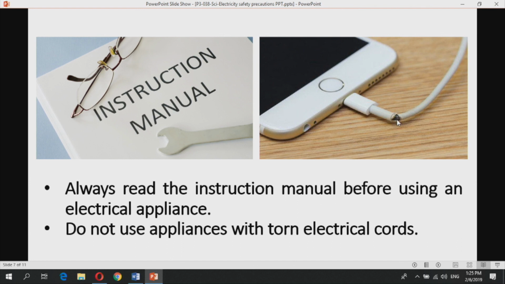And you see here, you see the lead here? Do you think this is safe or dangerous? Dangerous. Yes. Do not use appliances with a torn electrical cord. You see here, this is ripped, it's torn, not safe.